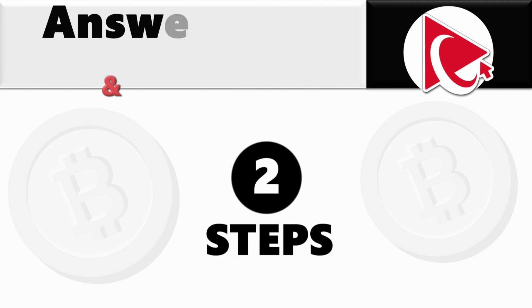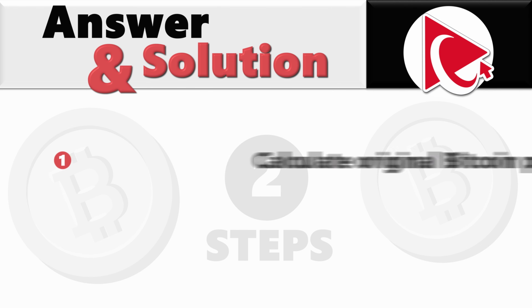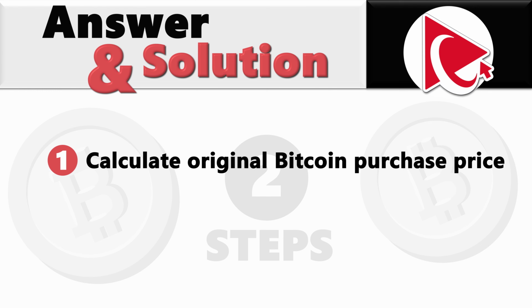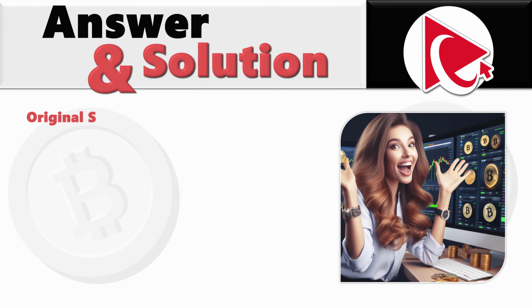The answer here is absolutely not obvious, but we will solve this challenge in 2 steps. In step 1, we'll calculate the original Bitcoin purchase price. And then in step 2, we'll calculate the price with 20% profit. We'll define a variable X for the original price. Based on this, we can build a formula.